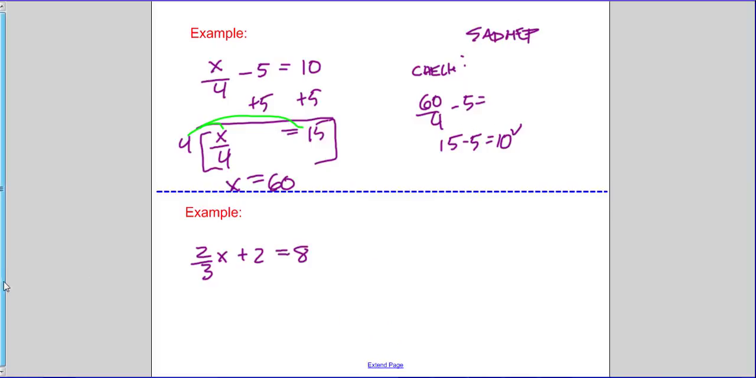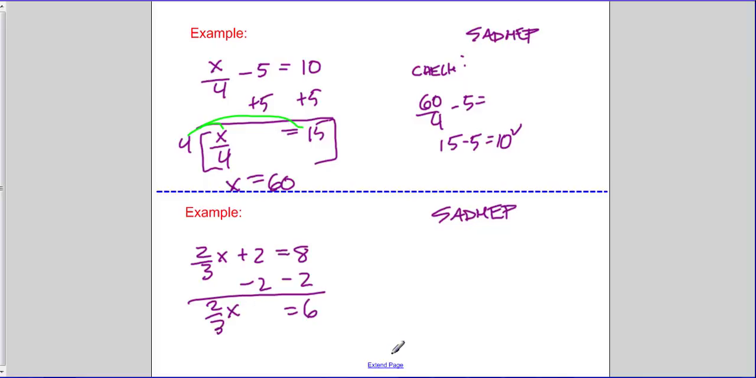In our last example, I have 2/3 x plus 2 is 8. I'm solving for x. Again, using SADMEP, I'm trying to get x all by itself, and what I do to one side, I must do to both sides. So first thing is I've got to get rid of this 2, so I'm going to subtract 2 from both sides, because I have plus 2. To get rid of plus 2, I subtract 2. So 8 minus 2 is 6. 2 minus 2 is 0. And I bring down 2/3 x.